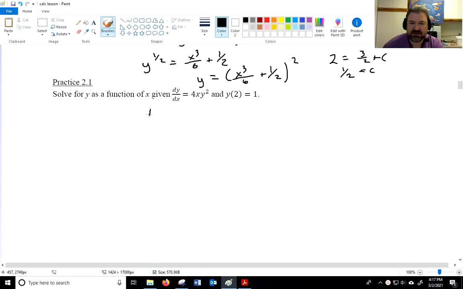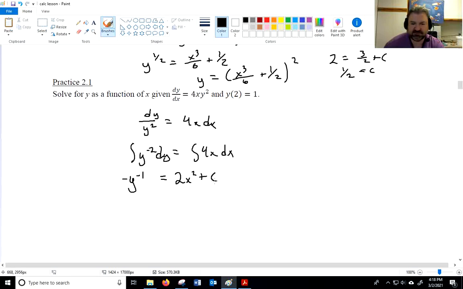I'm going to divide both sides by y squared, and I'll multiply both sides by dx. We'll rewrite this as y to the negative 2 dy and 4x dx. So when I integrate, I get y to the negative 1 divided by negative 1. And this becomes 2x squared plus c. I'll go ahead and divide both sides by negative 1, giving me negative 2x squared, again, just plus a c. y of 2 equals 1 tells me that when x equals 2, y is equal to 1.